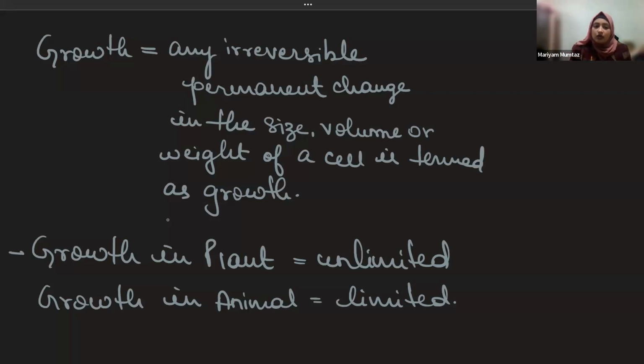Not how tall the plant is or how tall the animal is. The main point is that plants do not stop growing. As animals, we stop growing. So let's keep it till here only for today's class. In the next class, we'll talk about more things: differentiation, how division happens and everything. Okay?